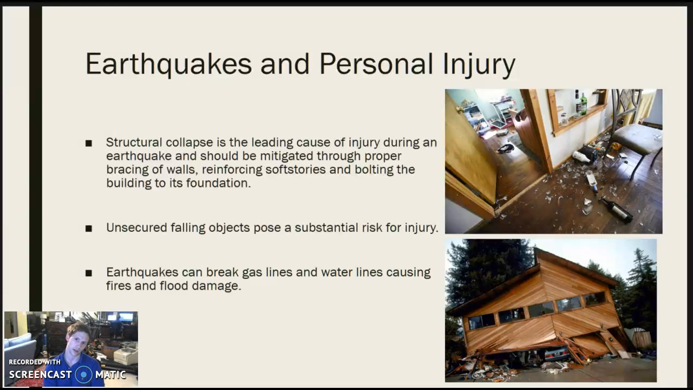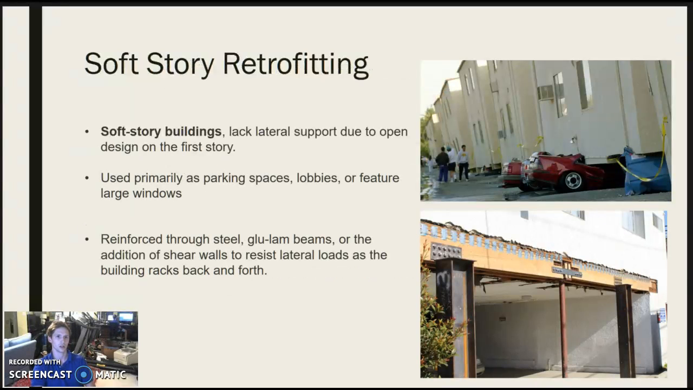And this is even true if it's built to just the minimum standards. But that doesn't mean that injuries do not occur. Structural collapse is still the leading cause of injury in an earthquake, and should be mitigated through proper building practices, which I'll get into in a little bit. And other injuries could be from falling objects or the breaking of gas lines and water lines, which I will also get into in a minute.